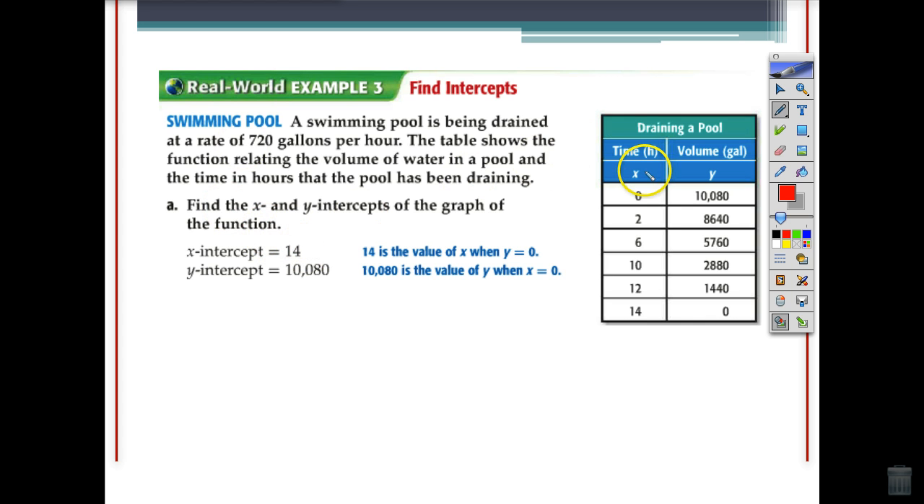So the x-intercept is when y is 0. Here's when y is 0, so this is the x-intercept. The x-intercept is 14. The y-intercept is when x is 0, and here's your y-intercept. Don't get those two confused. The x-intercept is when y is 0. The y-intercept is when x is 0.